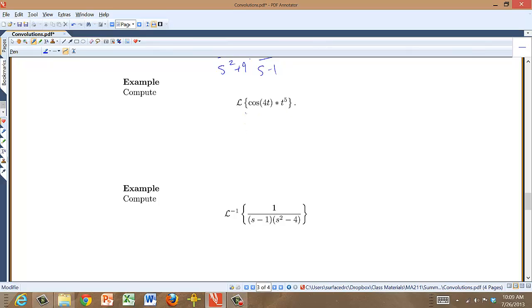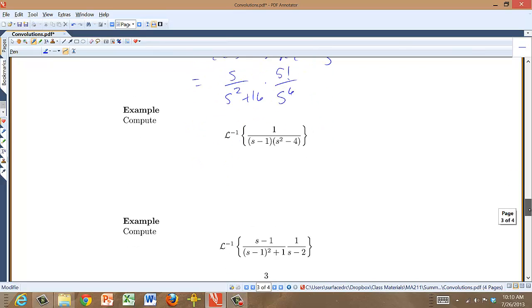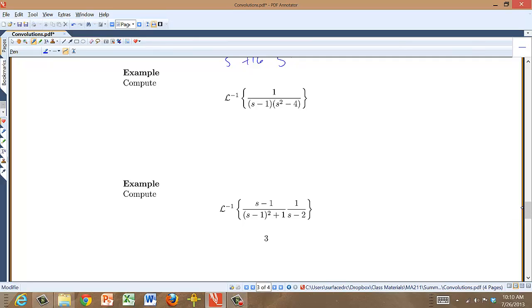Okay. Let's compute the Laplace transform of cosine 4t convolved with t to the 5th. The Laplace transform of two things convolved is just the product of the individual Laplace transforms. So that's the Laplace transform of cosine 4t times the Laplace transform of t to the 5th. The Laplace transform of cosine 4t is s over s squared plus 16, times the Laplace transform of t to the 5th, which is 5 factorial over s to the 6th. And that's it.